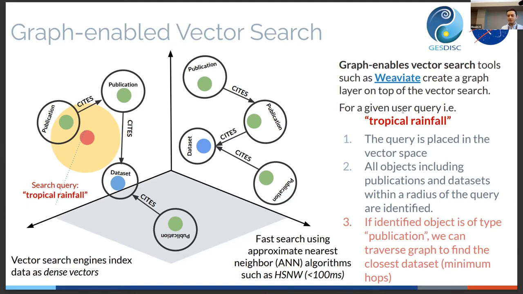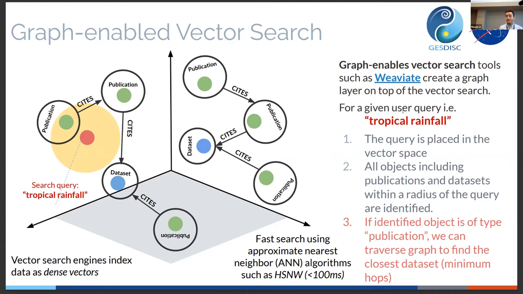One of my personal favorite tools in this space is a vector search engine called Weaviate, because it allows you to define a graph on top of this vector space. In our case, for example, we map the data using our model to the space, and we can say, okay, this is a publication, this is a data set. When a query comes in, a vector search engine finds some candidates, which can be publications or data sets directly. If it's a publication, we can traverse the graph and get to the data set.